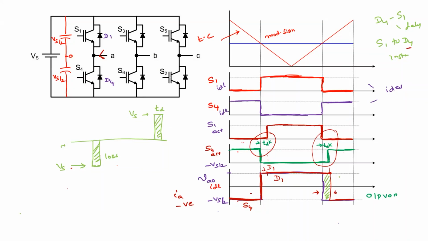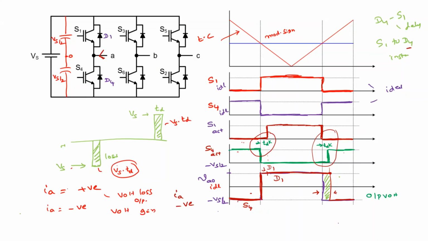So if you summarize the things, if you have IA positive, then there will be a voltage lost in the output voltage. How much voltage is lost? How much volt second? This is Vs into TD. So this much volt second is lost. If this IA is negative, there is a voltage gain, and this gain is Vs into TD.